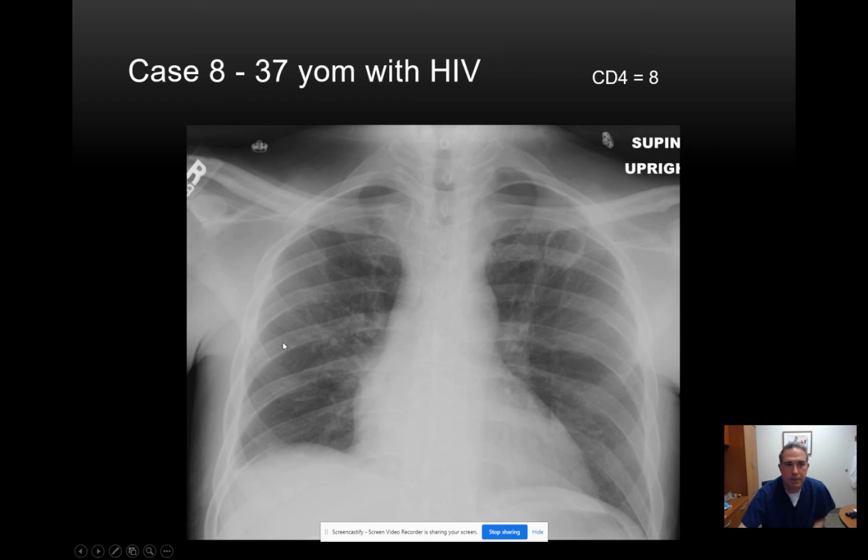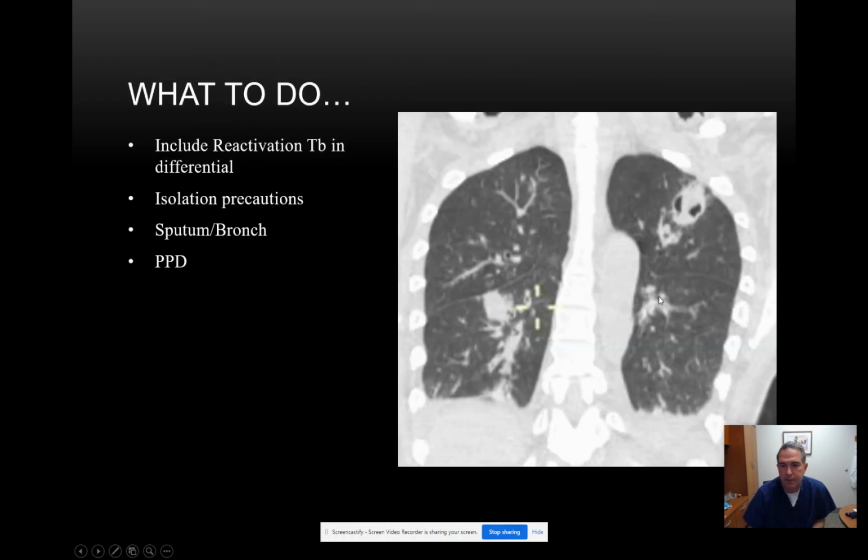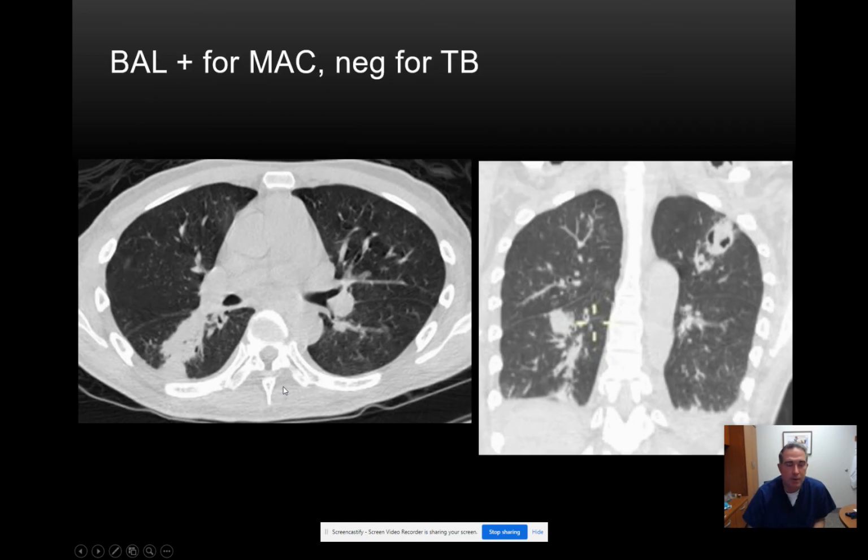HIV patient, case number 8, CD4 count of 8. That's not good. Left upper lobe cavitary. So, all right, we have this cavitary lesion, but looks like we have some active disease here on the right as well. So not just that fungal ball that's benign. This is something that's active. We included reactivation TB in the differential. Patient was put on isolation precautions, got sputum for a bronch and a PPD. BAL was positive for MAC and negative for TB.